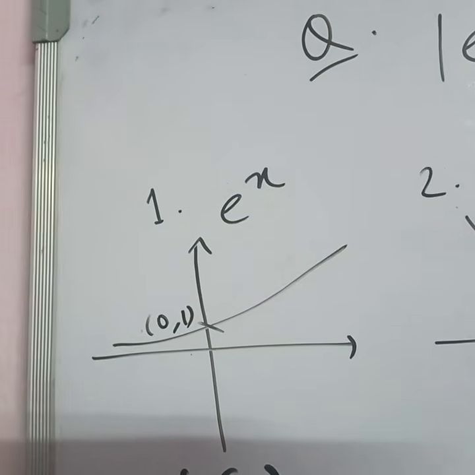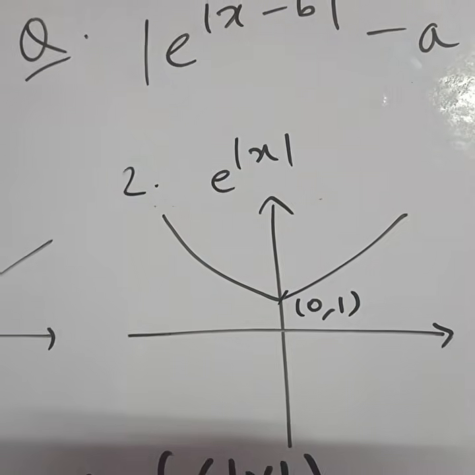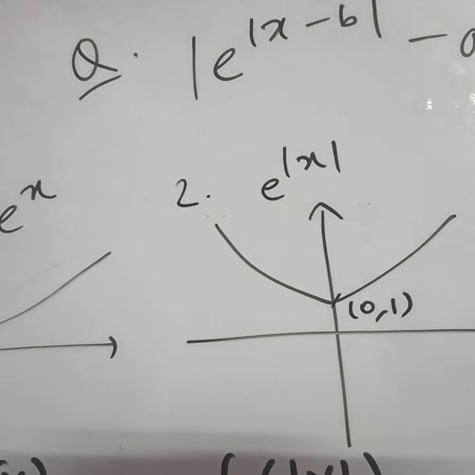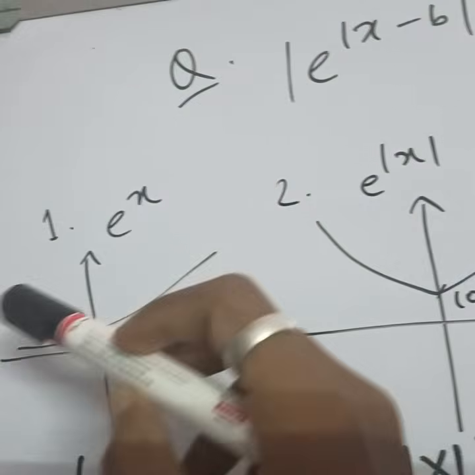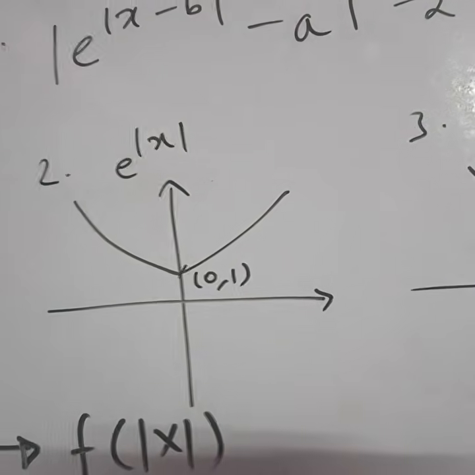First, we will draw the graph of e to the power x. This looks something like this. Next, we draw the graph of e to the power mod x. In this, we take the reflection of the positive part of the graph in the first quadrant along the y-axis, and this becomes something like this.